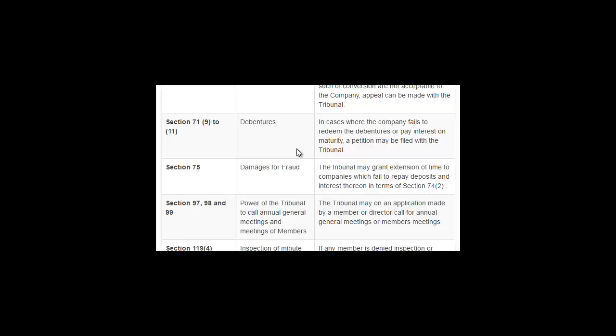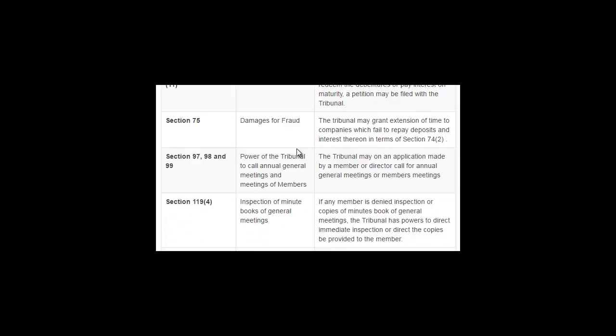Section 75 talks about damages for fraud. The tribunal may grant extension of time to companies which fail to repay deposits and interest thereon in terms of section 74(2). So section 75 must be read with section 74(2). Damages for fraud: the tribunal can grant extension of time to companies which fail to repay the deposits and interest thereon, only with section 74(2) kept in mind. So this is a grant of extension of time limit section, we can say.